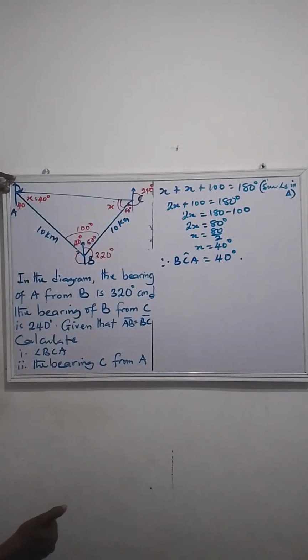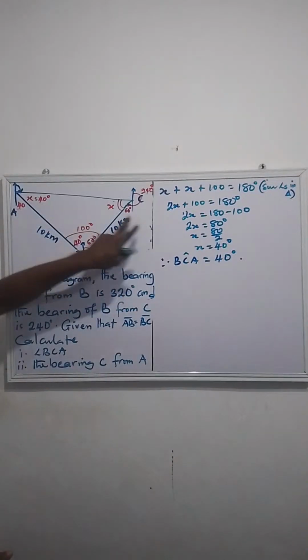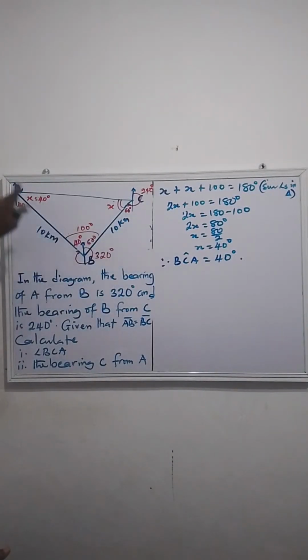Now to get the bearing of C from A, and that's what the question is asking for. The bearing of C from A, from this north to this place, is 180 degrees. All we need to do is take away this 40 and this 40 from 180 degrees. That gives us the bearing of C from A.